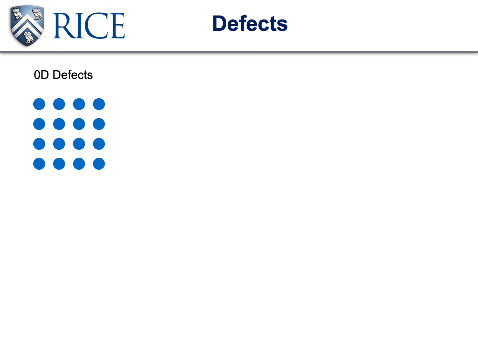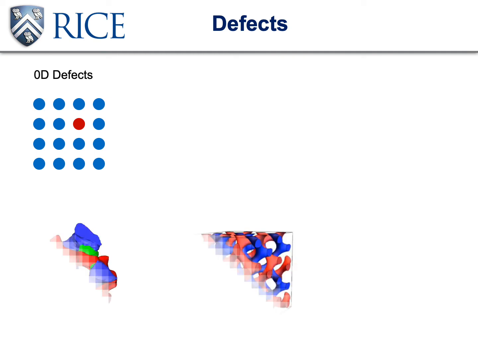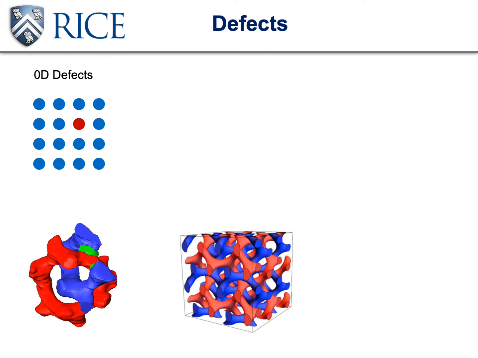There are three main types of defects. The first are zero-dimensional defects. Also known as point defects, these defects affect an isolated point within the structure. However, in self-assembled polymers like our double gyroid networks, these defects instead affect larger areas than a single point, such as a single junction within the network.